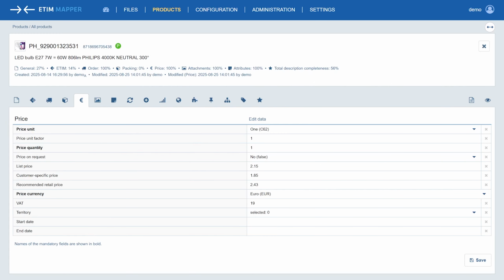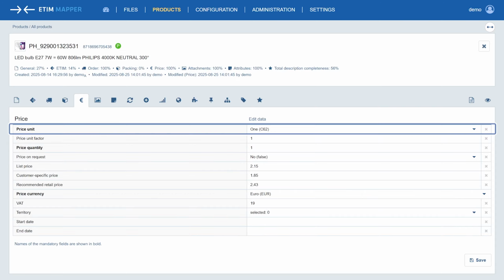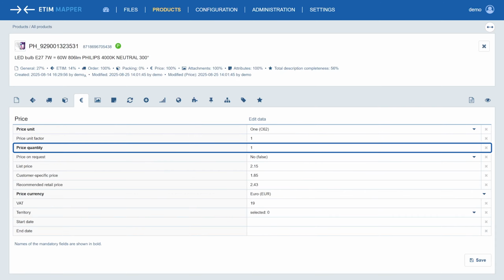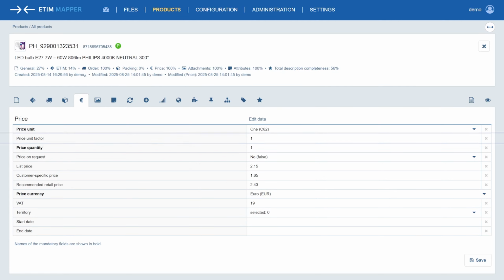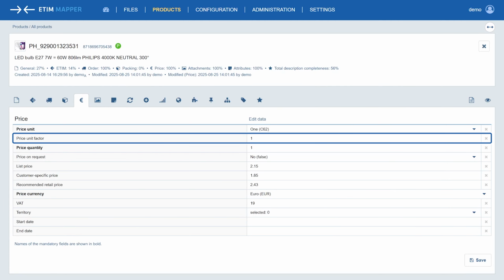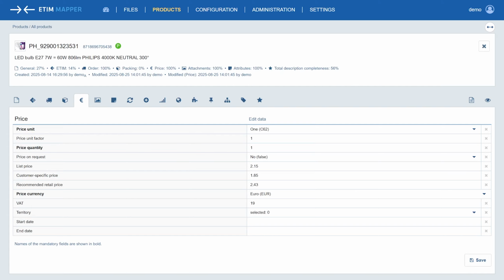The mandatory elements here are the price unit, the price quantity, which indicates how many order units are sold at the given price, and the currency. The price unit factor shows the relation between the price unit and the order unit. Since they are the same, the factor is 1. There are 4 additional important fields. At least one of them must be filled in.